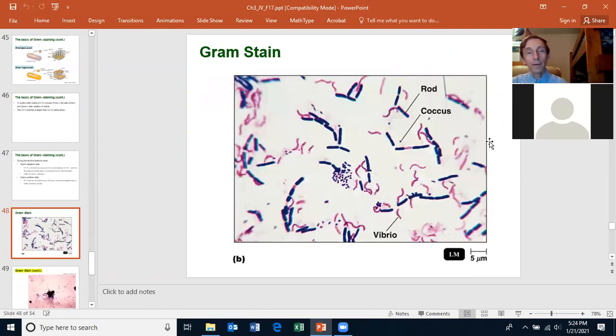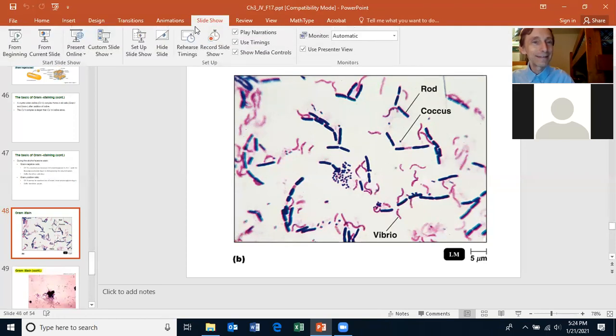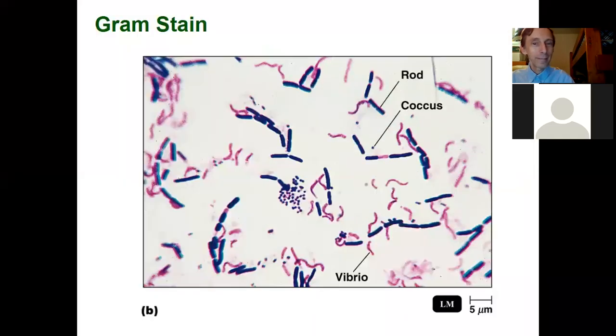So let's look at a gram stain that has many different types of cells in there. You can see a gram-positive rod or bacilli right here. That's a coccus. Can anyone tell the color of that one? Let me blow this up. That looks like a gram-positive coccus. And there's a gram-negative spirilla. Anyone see a gram-negative rod? There's a gram-negative rod.